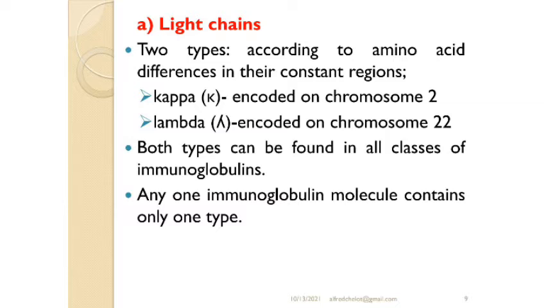We have two types of light chains, and these two types are distinguished according to the amino acid differences in their constant regions. So we have the kappa and the lambda. Kappa light chains are encoded on chromosome number 2, whereas lambda light chains are encoded on chromosome number 22. Both types can be found in all classes of immunoglobulins, but it is important for you to know that any one immunoglobulin molecule will only contain one type of light chain.